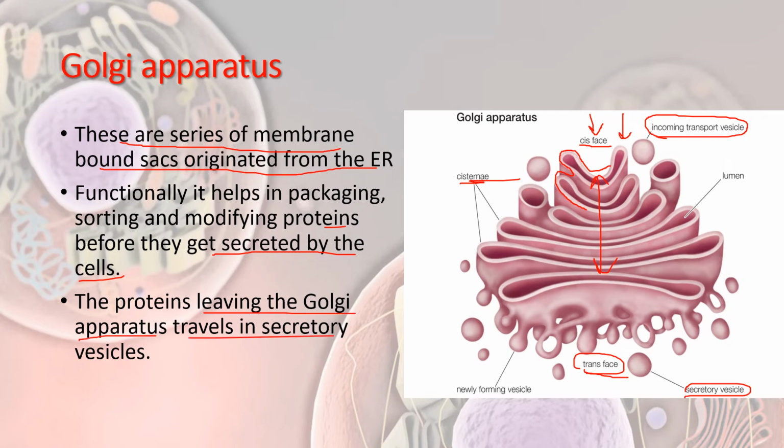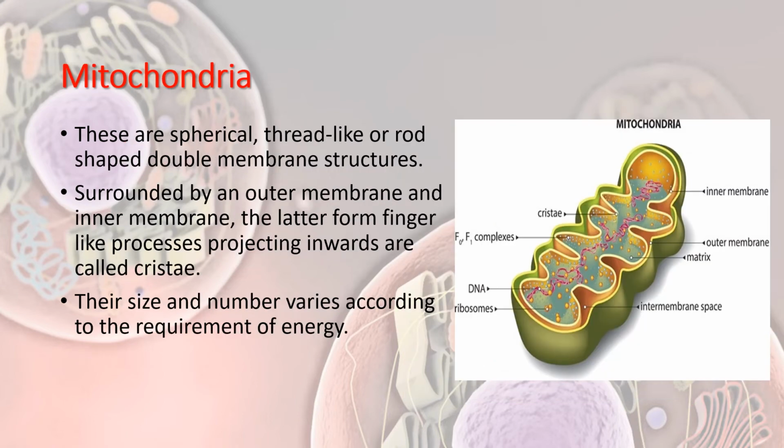travel in secretory vesicles. So what is the main function of the Golgi apparatus? I hope you understand. Basically, the unsorted or unmodified proteins enter through the incoming transport vesicles. Then inside these cisternae, they are modified and sorted out, and then they get secreted out in the form of secretory vesicles through the trans face. So the next one is mitochondria.